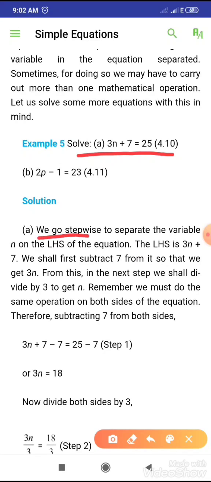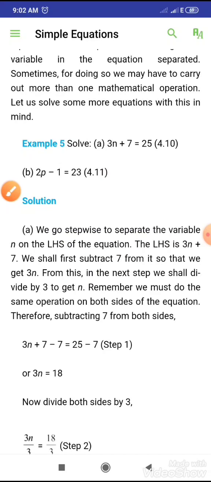For this we go stepwise to separate the variable n on the LHS of the equation. The LHS of the equation is 3n plus 7. We shall first subtract 7 from it so that we get 3n from this. In the next step we shall divide by 3 to get n. Remember, we must do the same operation on both sides of the equation, therefore subtracting 7 from both sides.